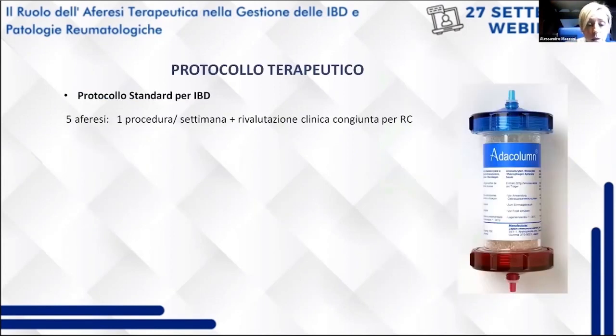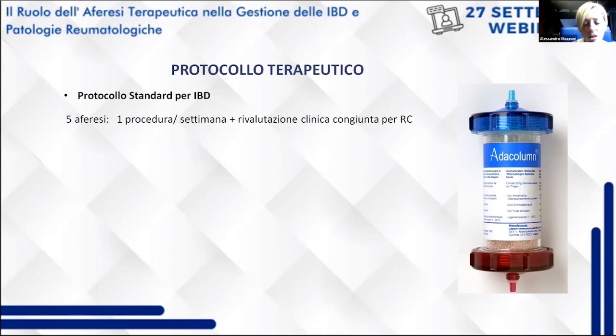With regard to the therapeutic protocol, here I have reported the standard protocol, a weekly procedure for 5 weeks. Actually, over the years, we have always carried out, in full agreement with clinicians, a joint assessment of the patient's response to achieve what is a complete response. So very often the procedure has been carried on also for another treatment cycle, so not just 5, but even 8 or 10 sessions, followed by a clinical assessment of the patient.